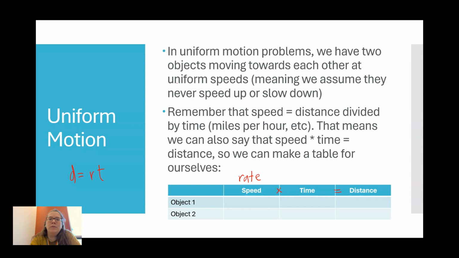A uniform speed or uniform motion means we're assuming they magically stay the exact same speed the whole time. And then we are going to, in this table, look for what we are solving for, what we know is equal, and what we don't know yet. So let's look at how this works.